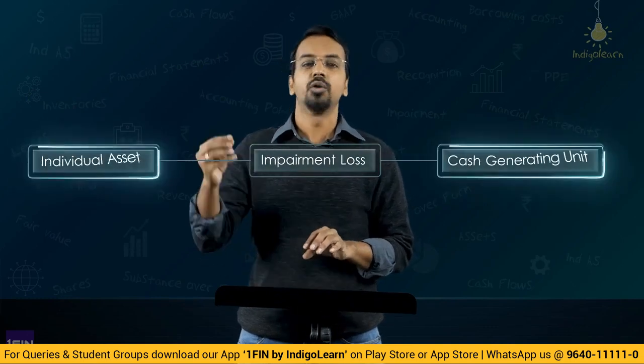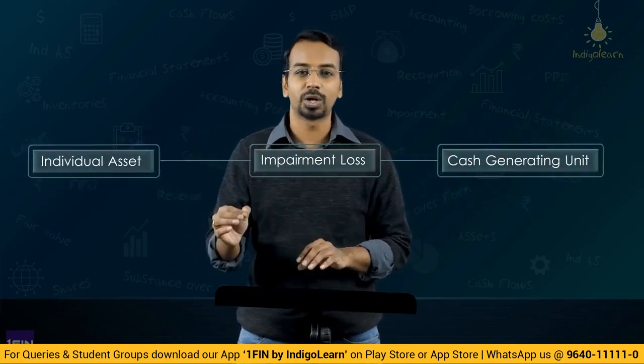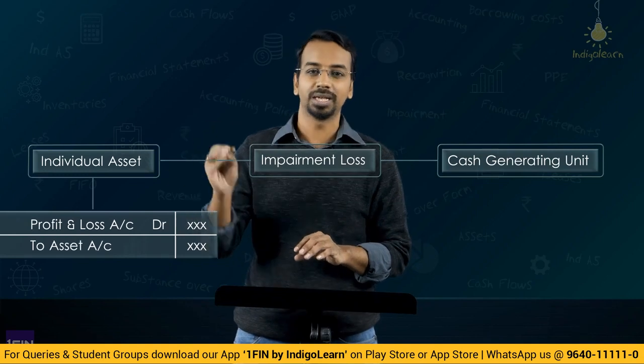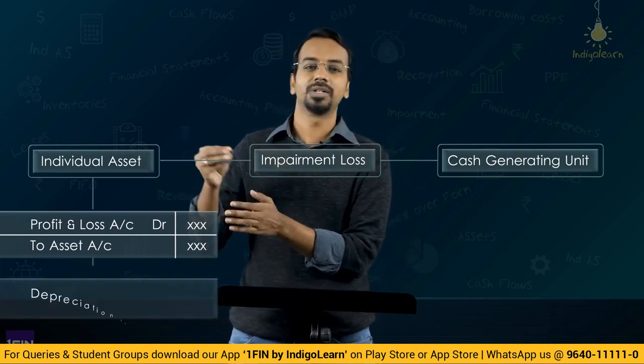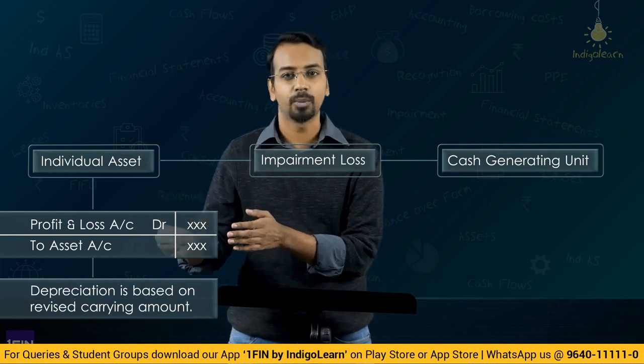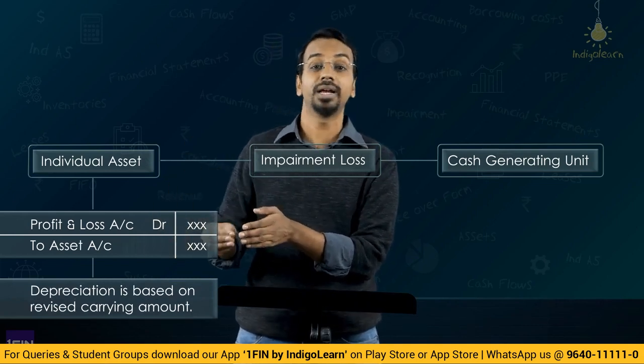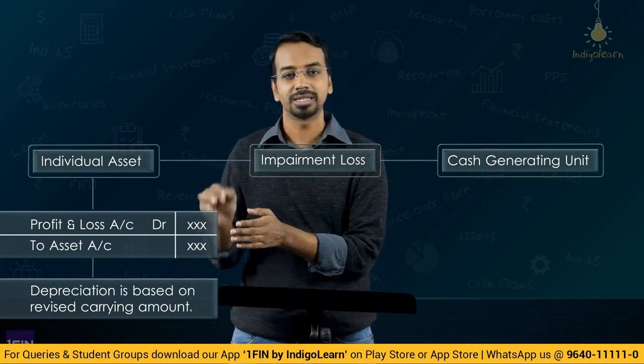If at all there is an impairment loss for an individual asset, we will recognize that impairment loss in the P&L. You will debit the P&L and you will credit the respective asset. After this, the depreciation amount will be based on the revised carrying amount. You will also have to re-estimate the remaining useful life and the residual value.